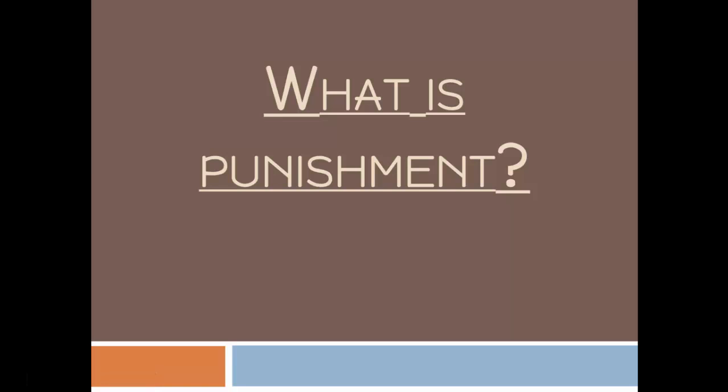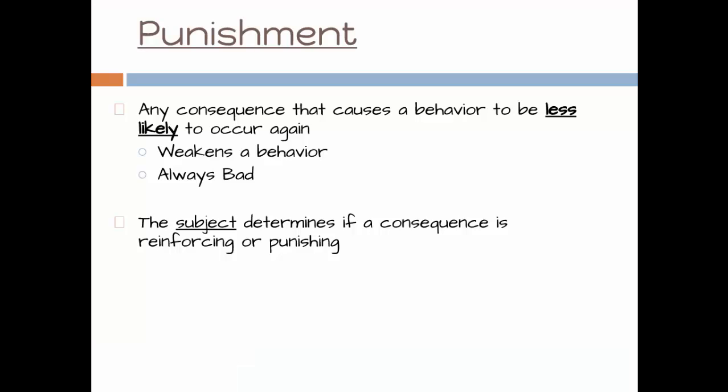We talked in the previous lesson about reinforcement, and reinforcement strengthens a behavior. Punishment is going to do the opposite. It's a consequence that causes a behavior to be less likely to occur again. It's going to weaken that behavior, and it's always going to be something bad for the organism who's performing the behavior.